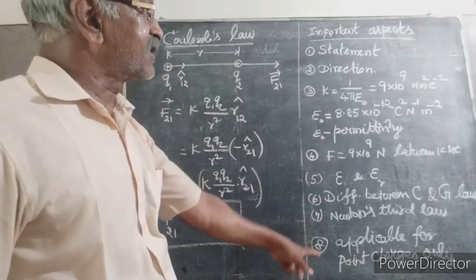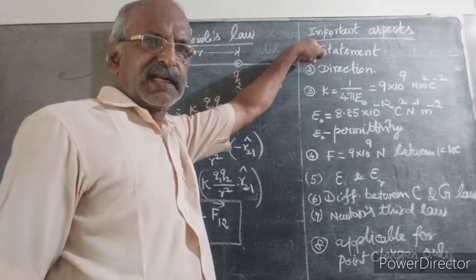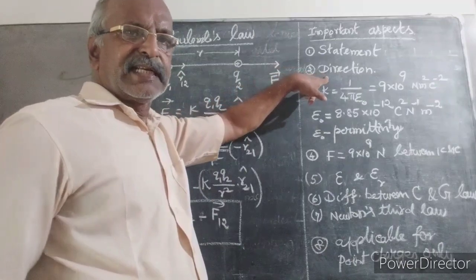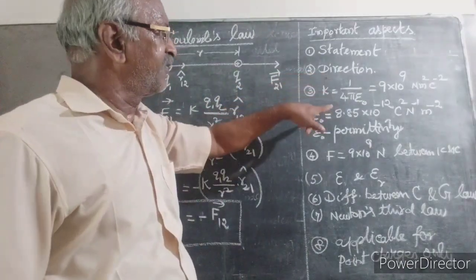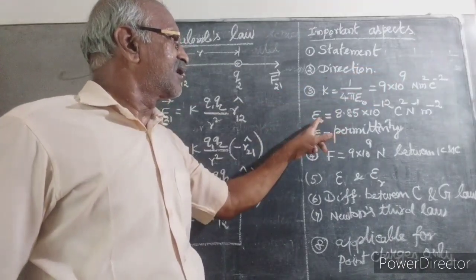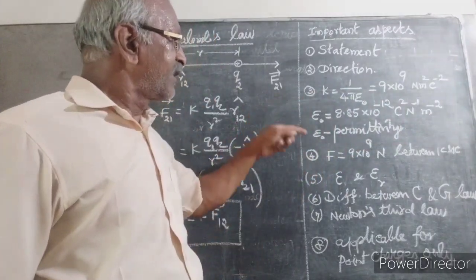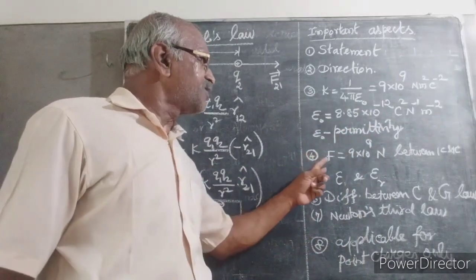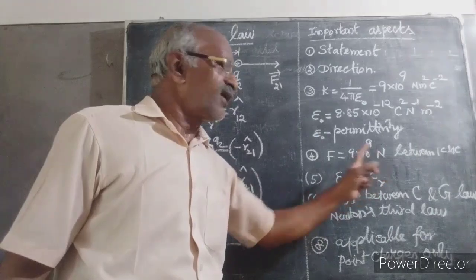Let us recall the aspects alone. Statement: the force between the charges is directly proportional to the product of charges and inversely proportional to the square of the distance. And the directions of the forces on the second charge and the first charge are exactly opposite. And the value of constant is 9 into 10 power 9. Epsilon naught is called the permittivity of free space. Then we go for the force between two point charges of 1 coulomb each. The force works out to this much value.